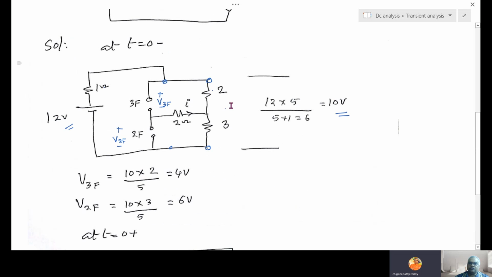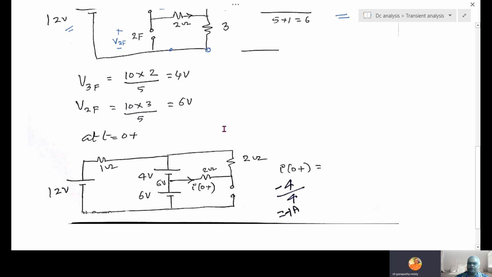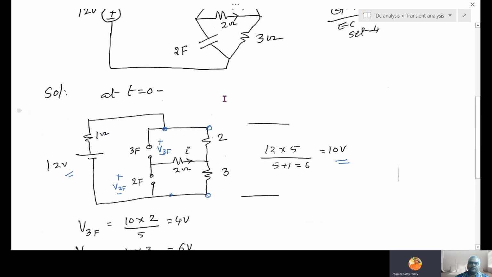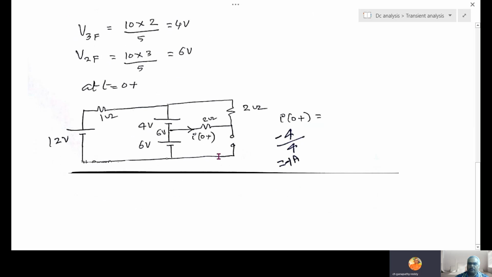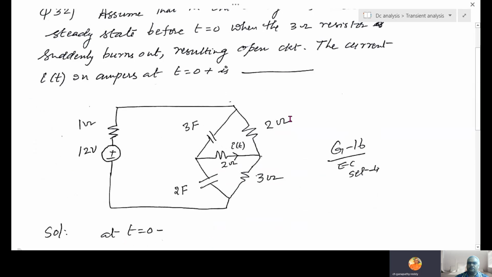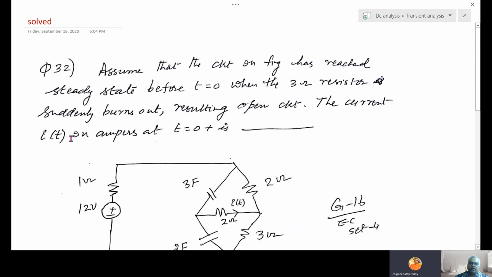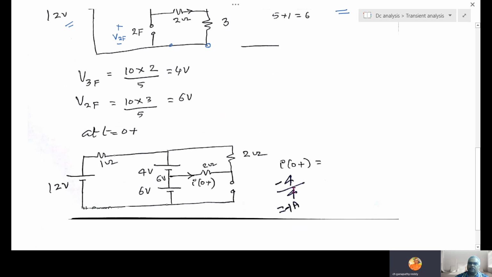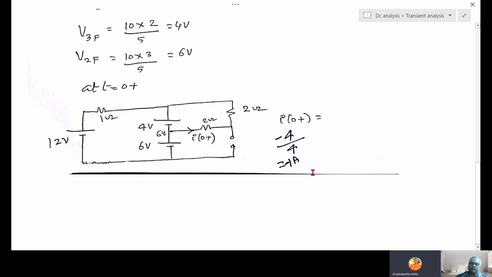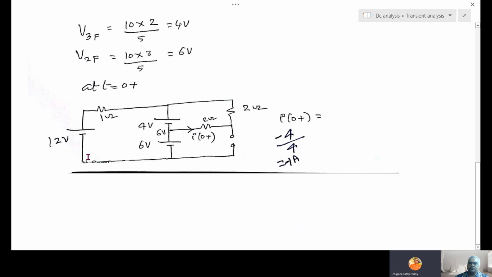And at 0 plus, this is burnt out, so it is an open circuit. So open it. So the entire circuit is as it is. At 0 plus we are doing this. What is the question? He is asking I of t in amps at t equal to 0 plus. So he is asking I 0 plus.